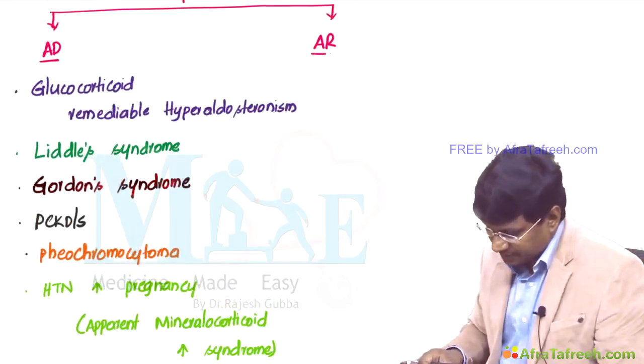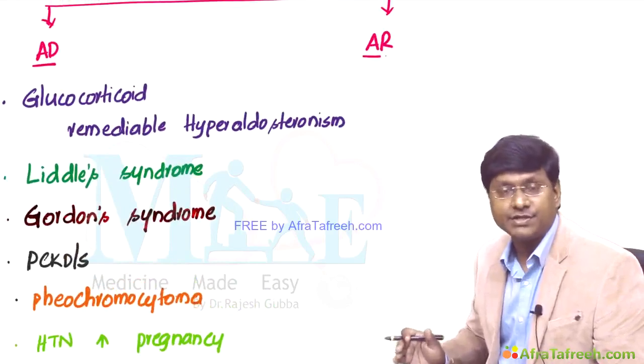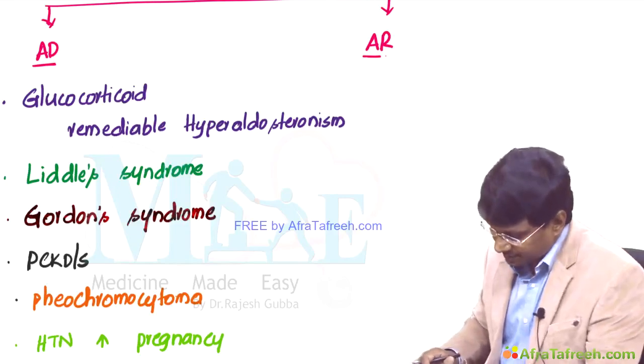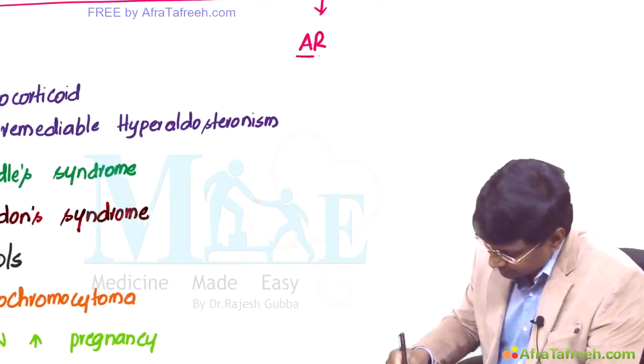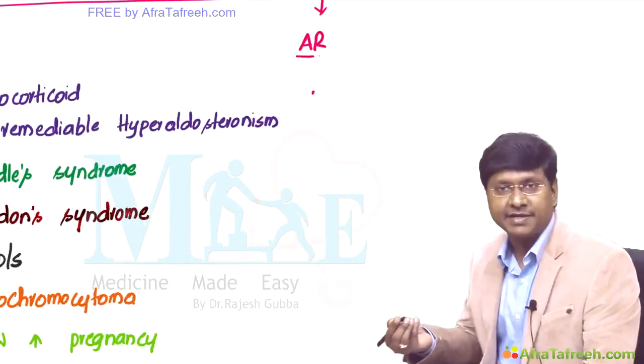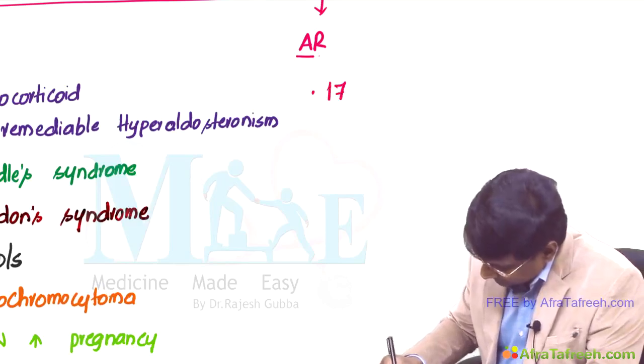Next, let me take up the autosomal recessive conditions. If you take the autosomal recessive conditions which are associated with the Mendelian forms, which are very rare, let me tell you what those are. They are mainly because of certain enzymatic deficiencies. That includes number 1, 17-alpha hydroxylase deficiency.